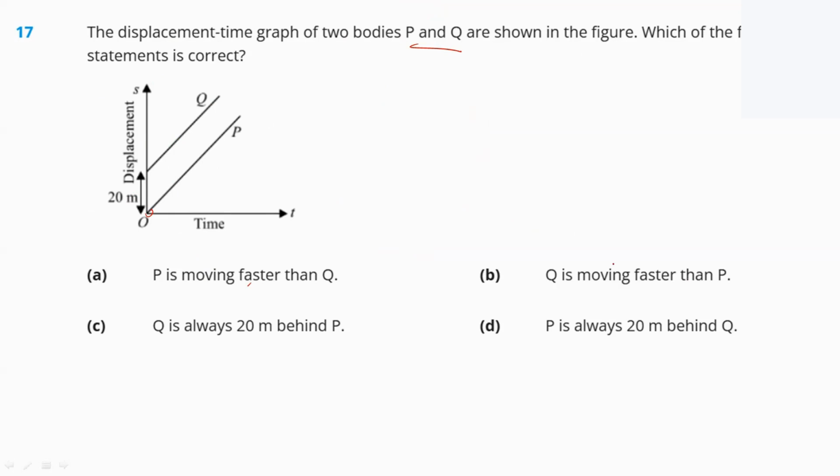Q is moving faster than P? No, definitely not. This is also not the case. Then option C is Q is always 20 meters behind P. No, Q is up ahead of P, so this is also an incorrect statement. And D is P is always 20 meters behind Q. Yes, this is correct. If they're both moving at constant speeds, as we can see in the graph itself, a straight line graph indicates constant speed, therefore constant velocity. In such a scenario, P will always be 20 meters behind Q. So option D is our correct answer.